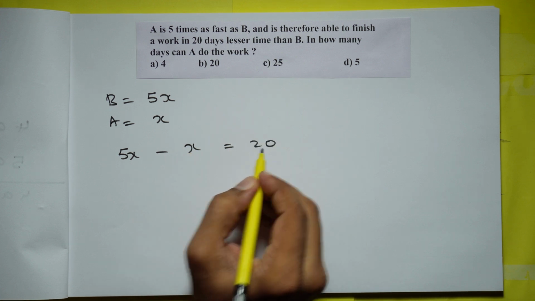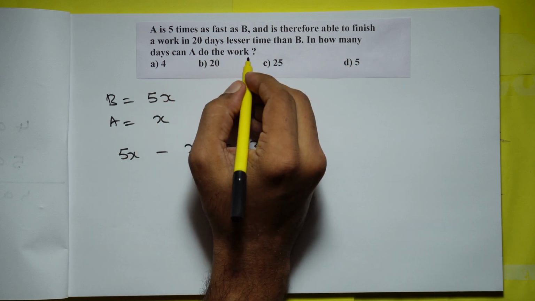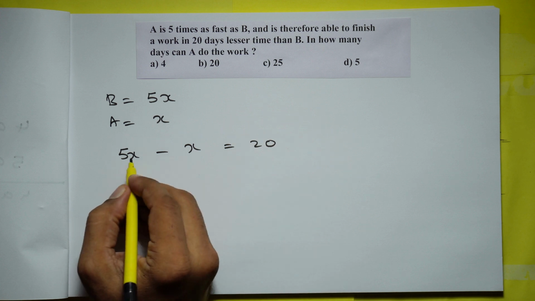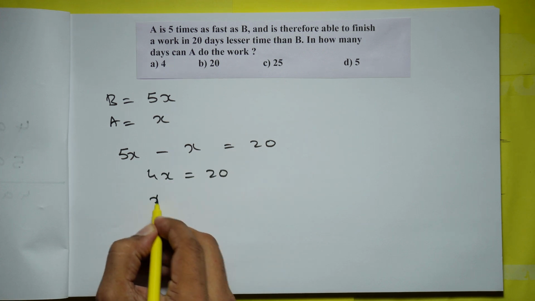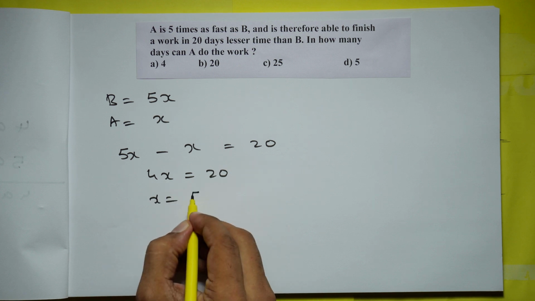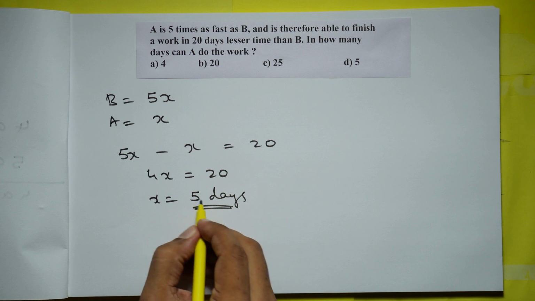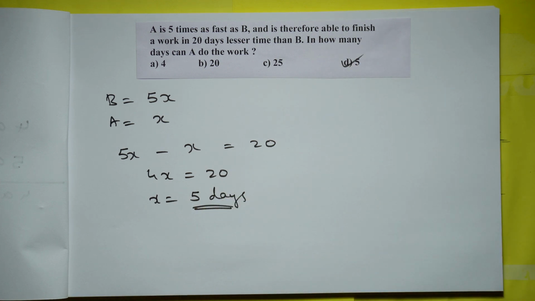A requires 20 days less than B. In how many days can A do the work? A can do the work in x days. So we'll just calculate the value of x. 5x minus x, 4x is equal to 20, or x you will get as 20 by 4, that is 5 days. So A requires x days, that is 5 days. So option D, 5.